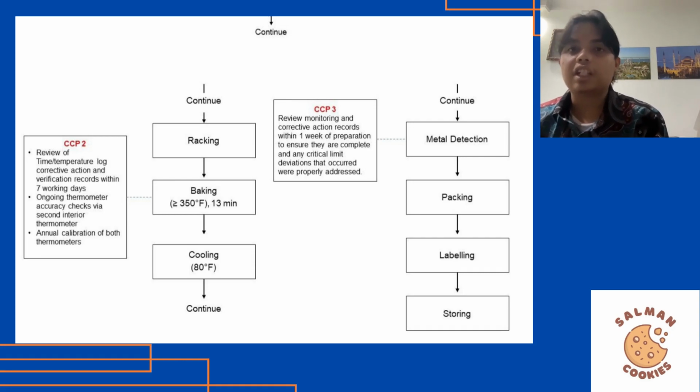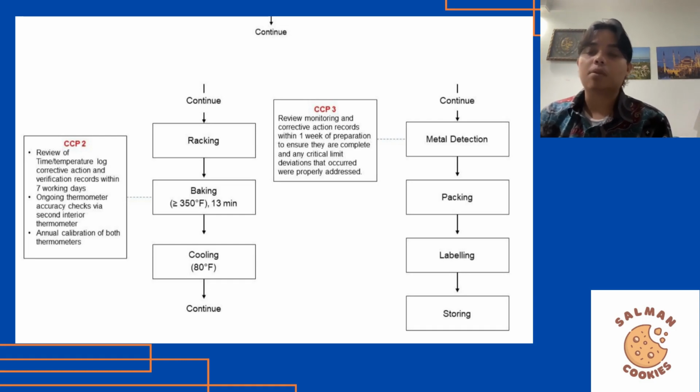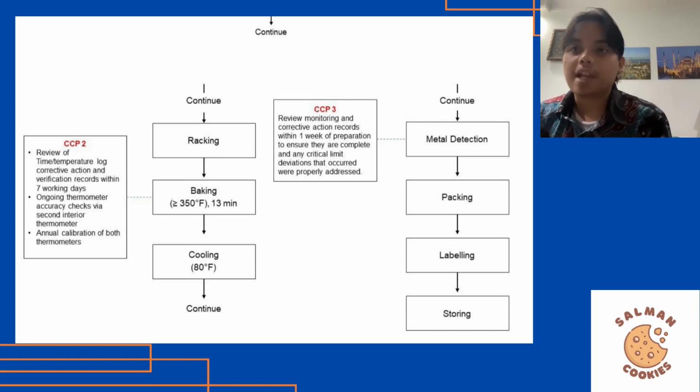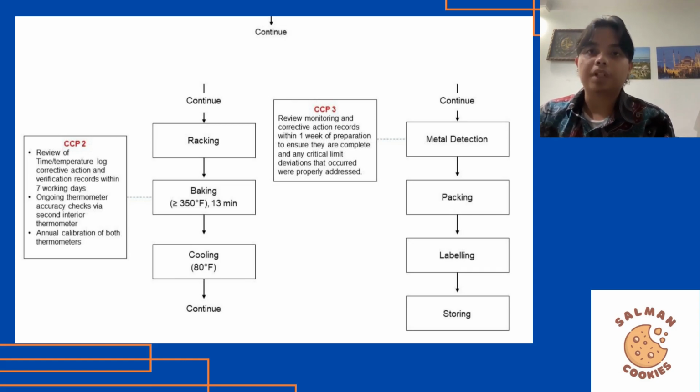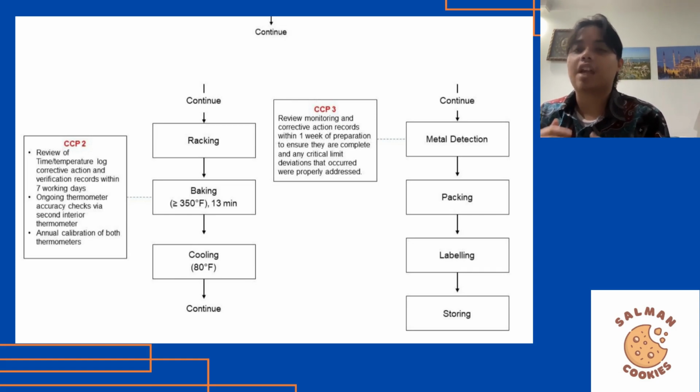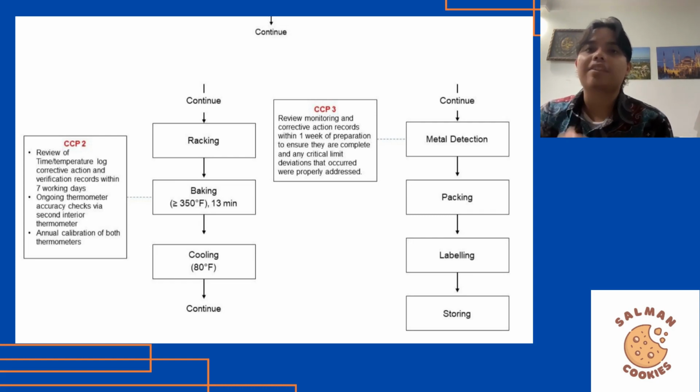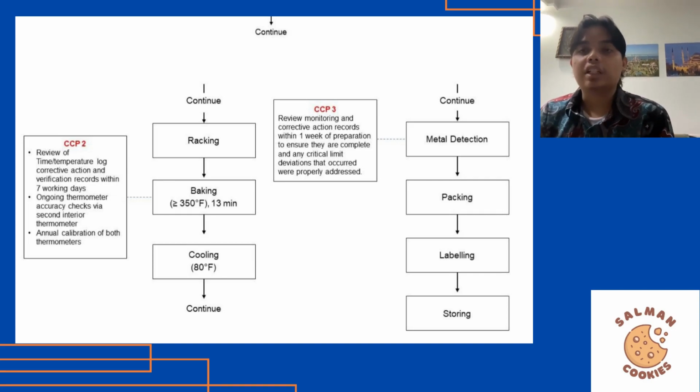Oven temperature is taken using a thermometer and monitored on an exterior temperature display. The most sensitive equipment in this process is the thermometer, because that tool will determine the temperature of the oven used. So we have a corrective action, which is to review the thermometer log periodically, every 7 days, and ensure the accuracy of the thermometer by providing a second thermometer to confirm that the temperature given is the most accurate.